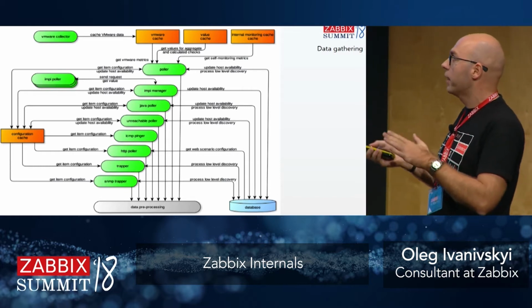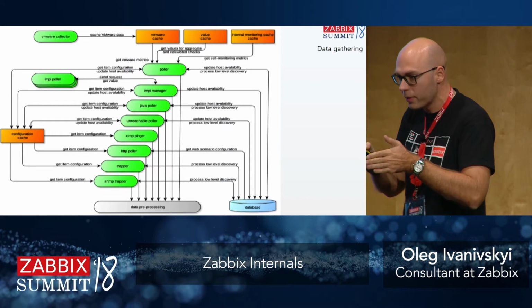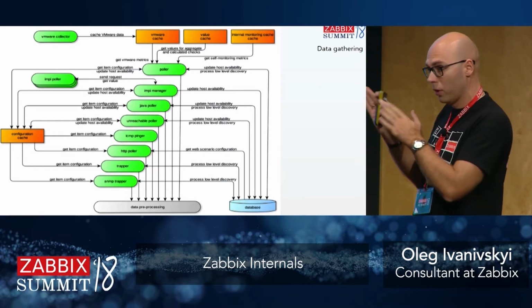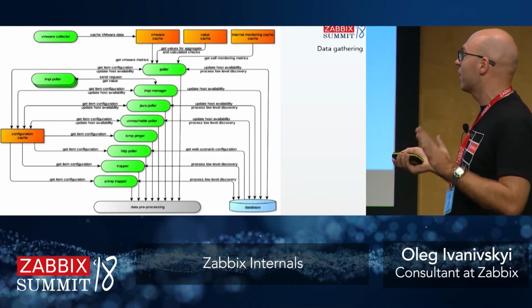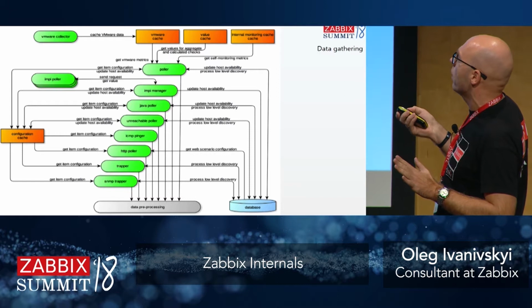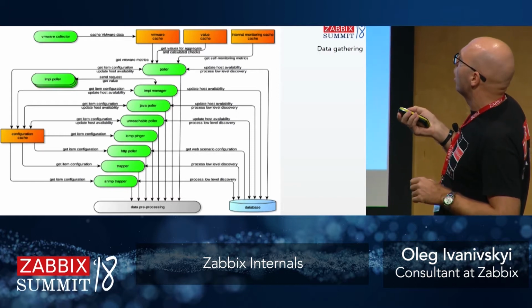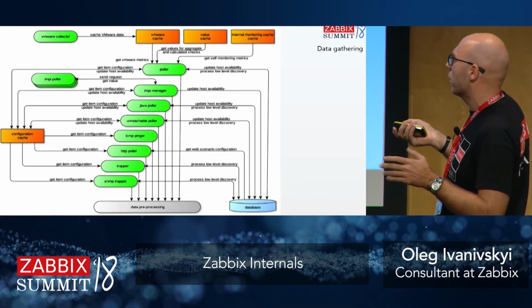But again, when they get some data, they will use preprocessing. So they will pass such values to a different process, which we'll discuss in a moment. In some situations, some of the processes will use the database directly. I'm talking about such processes like IPMI manager, Poller, Java, and unreachable, not only. We can see here such processes.